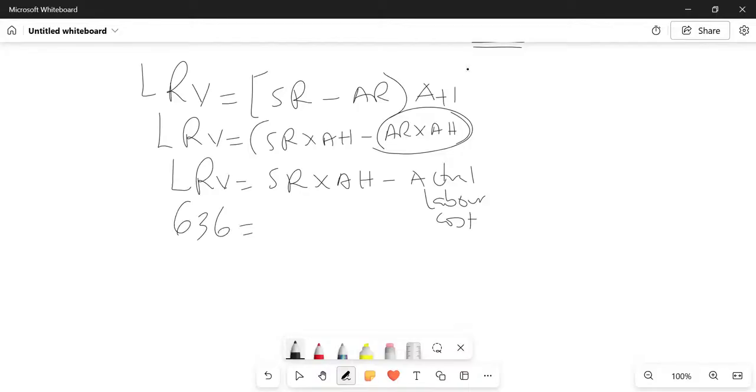Do we have the standard rate per hour in the standard card given? Yes, Kenya shillings 8 per hour. Do we have actual hours? No, we don't. But do we have actual labor cost? Is it given? 63.